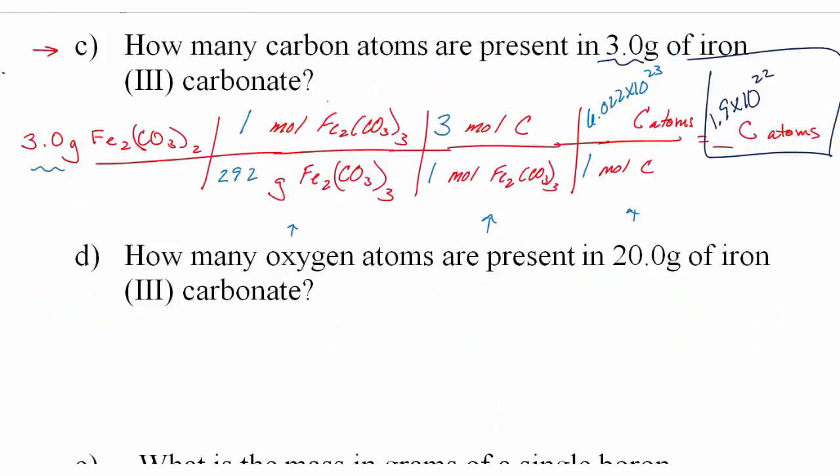Okay, so try this again, but this time you're after oxygen atoms. So we're starting with 20 grams of iron(III) carbonate. Get it all the way to oxygen atoms. So the first step would be molar mass.